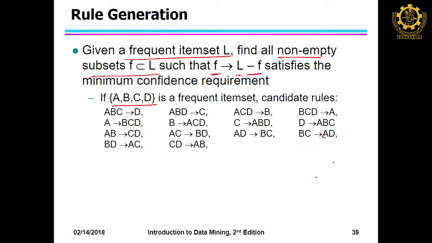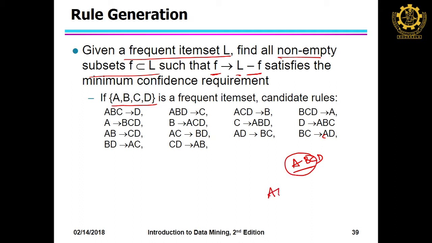So, all subsets means 2 to the power 4 will be the total number of subsets. Now, let us say one subset is A, B, C, D. Now, what you generate is you take A, B, C as one subset here. Somewhere you will see A, B, C is one subset.